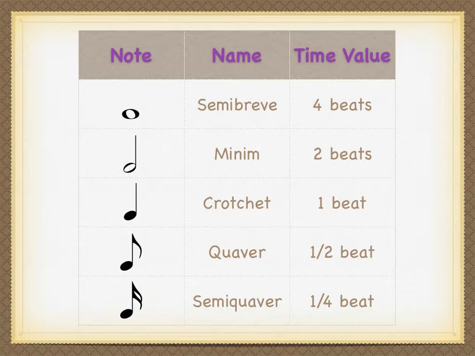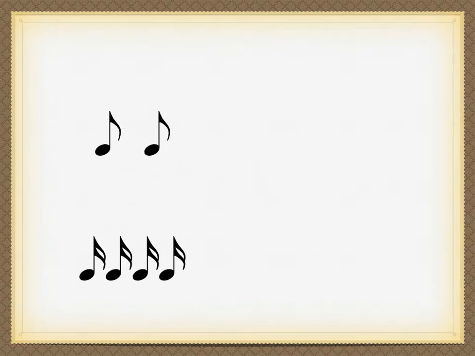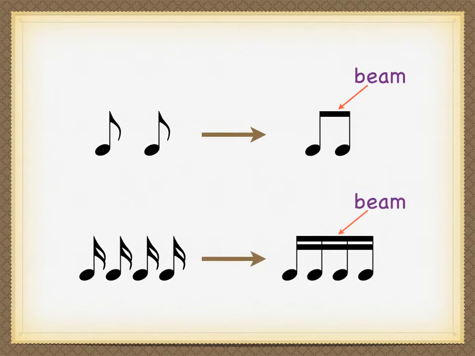When the notes with tails are written in a group, they are often joined together by a line called a beam. For example, you can join quavers together with a beam like this, and you can join semiquavers together like this. Note the 2 beams for the semiquavers.